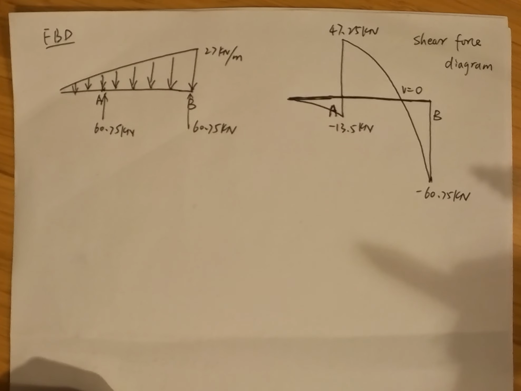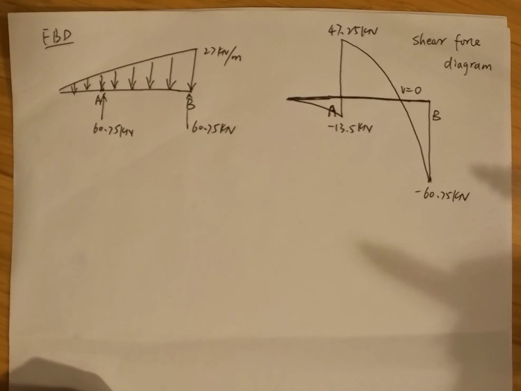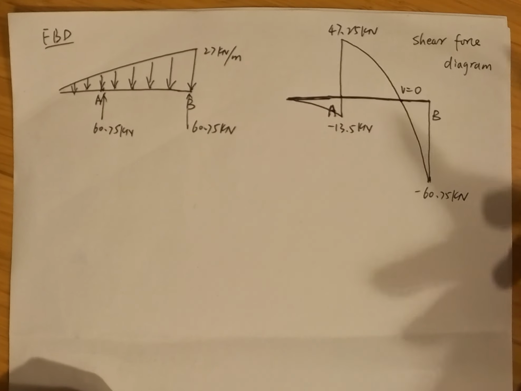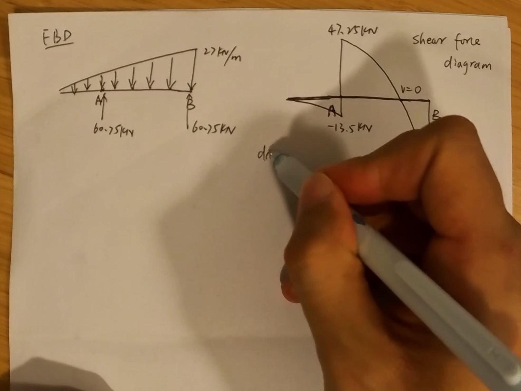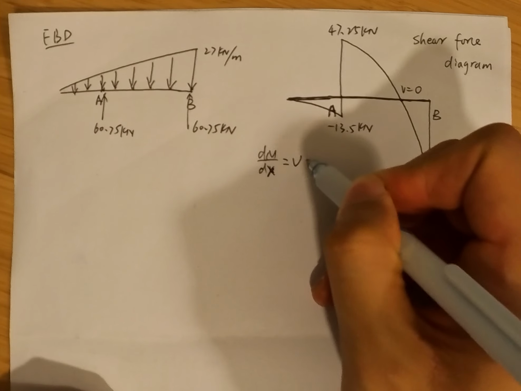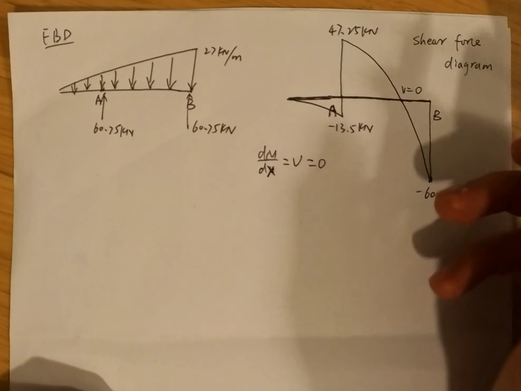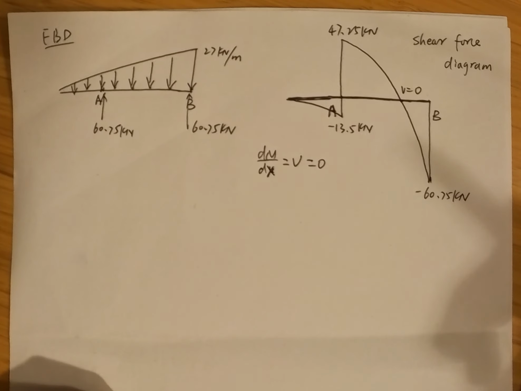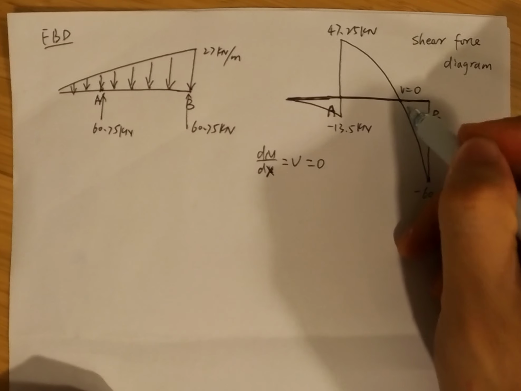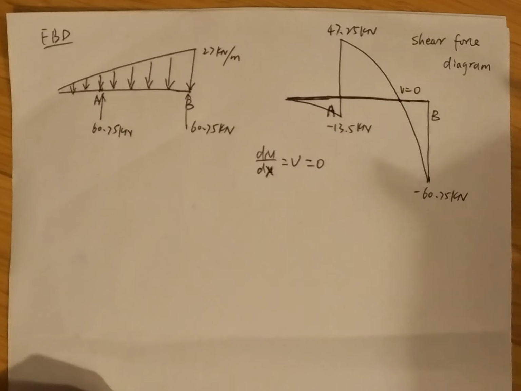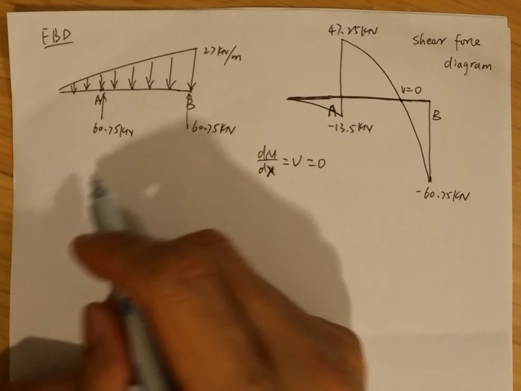So the question is, what is the maximum positive bending moment? We know the maximum bending moment definitely happens at V equal to 0, because dM/dx equals V. If the shear force equals 0, that means this place has a maximum bending moment. So now we need to find the location where the shear force equals 0. How to find this location?